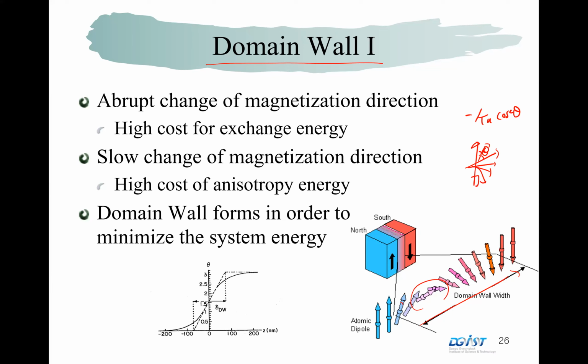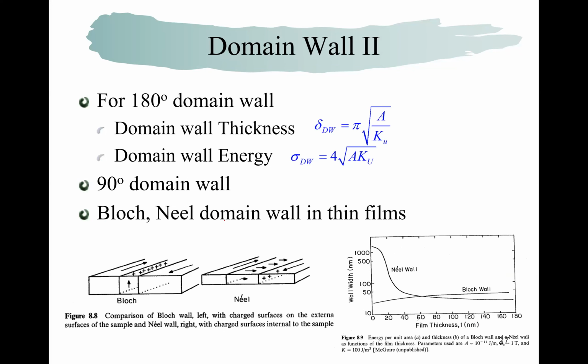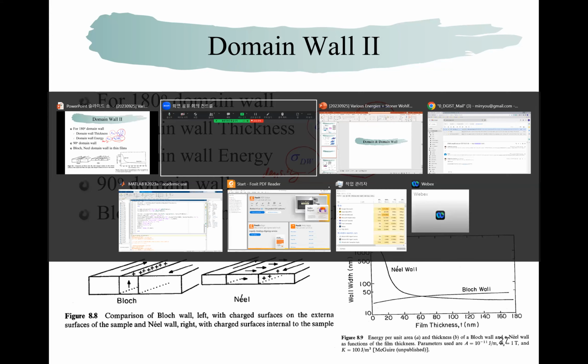Then what's the solution? It should be a trade-off. We need some minimum between them, and that will determine the domain wall width. So anyway, the domain wall forms to minimize the system energy. And as a result, this is the domain wall width and this is the domain wall energy density, as a form of these two equations.